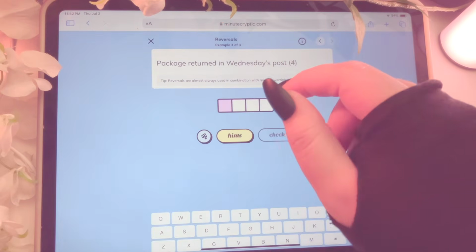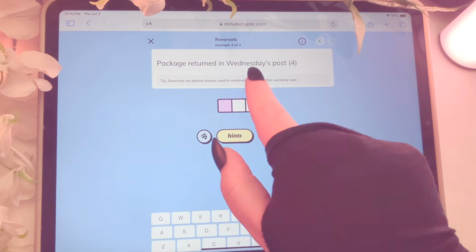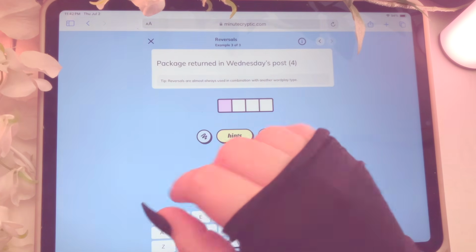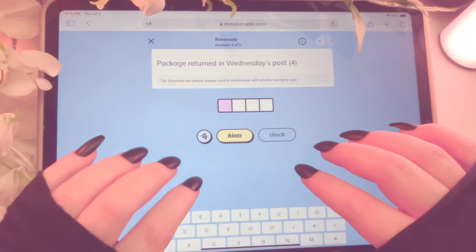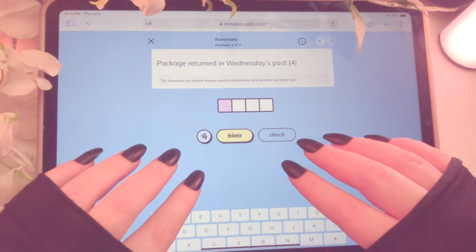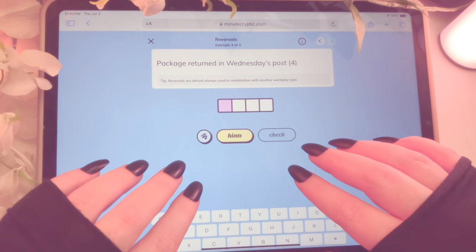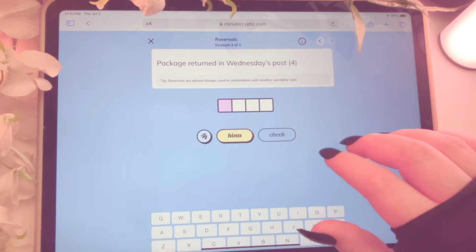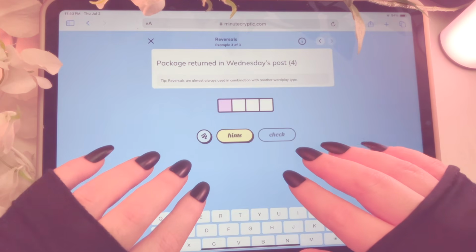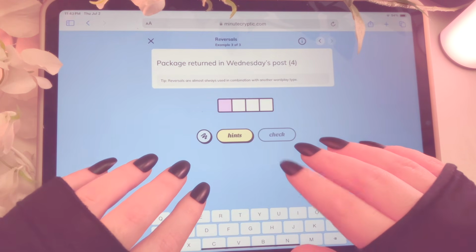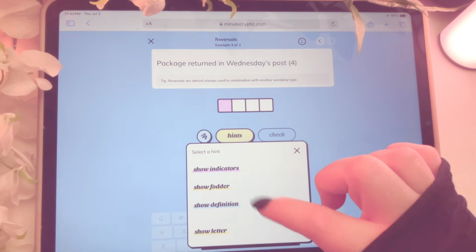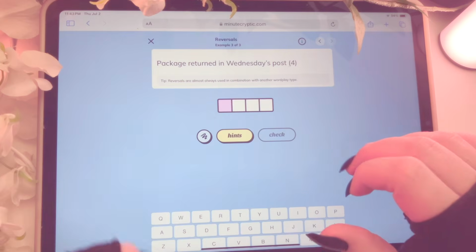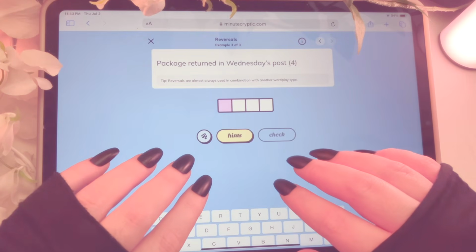Alright. There's a possibility that it's somewhere in here and then it's supposed to go backwards and it means package. I forgot we can get hints as well. Package returned in Wednesday's post.